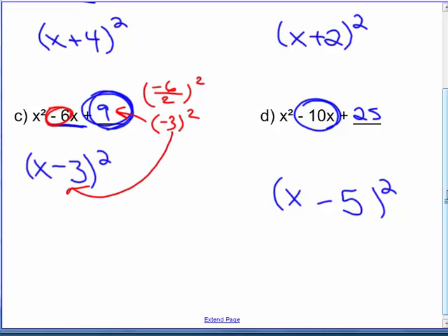Notice the number inside, negative 3, that's what it factors into. And what did I add? I added negative 3 squared. So here in D, that's negative 5 squared, which is 25. And negative 5 is what it factors into.